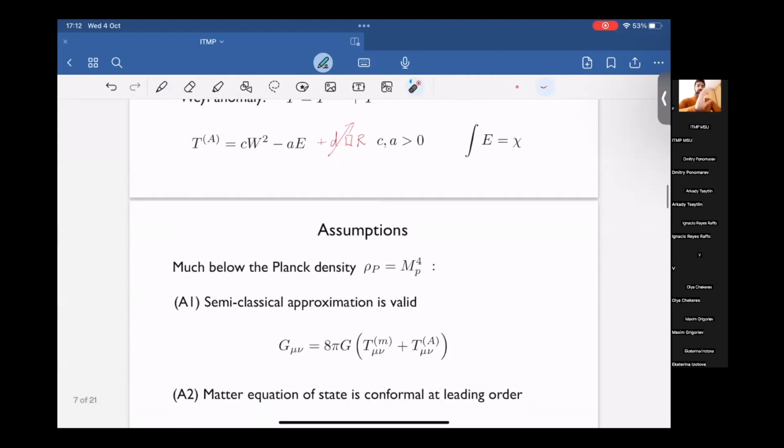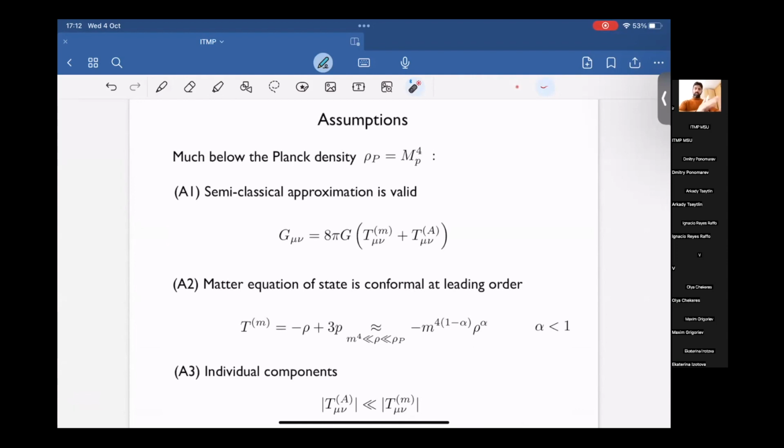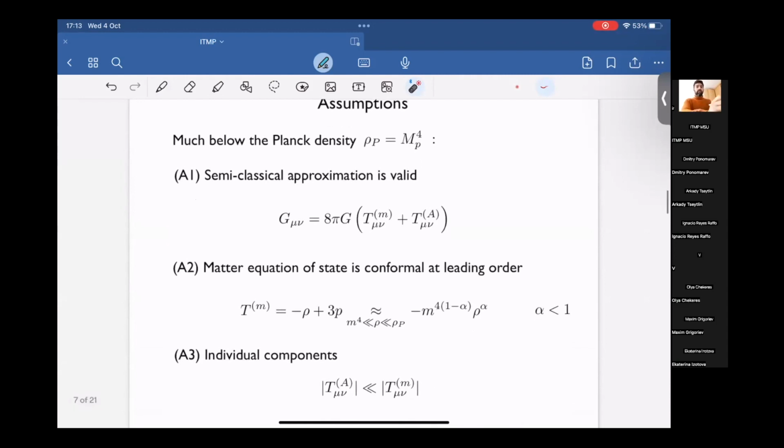Okay, so with that in mind, I'm going to make some very simple assumptions to do this computation. All I'm going to assume is that if the densities involved in our problem are much below the Planck scale, then the following three things are valid. First, the semi-classical approximation is the correct description of the system, and that simply means that I want to solve the Einstein equations where the metric is kept as classical, and all the quantum contributions are on the right-hand side of this equation. So again, we have a so-called classical piece and then a quantum contribution.